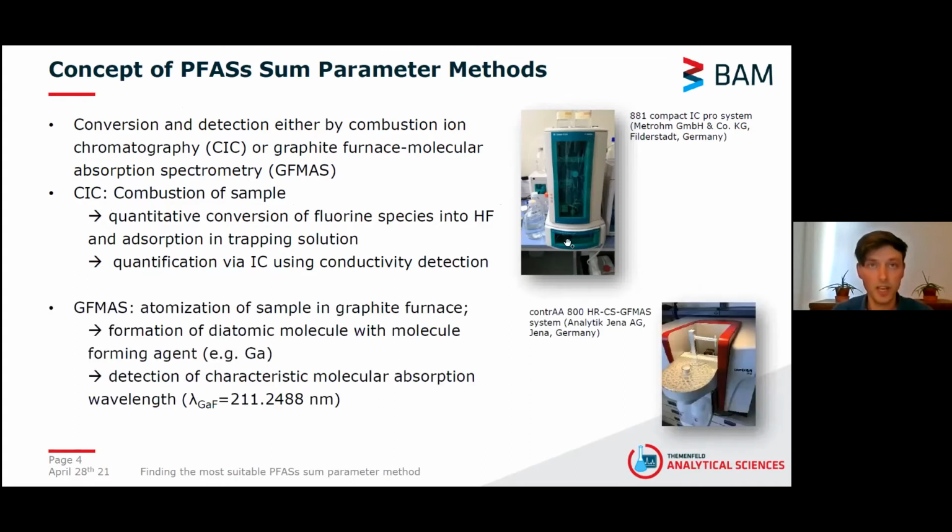During GFMAS, samples are atomized in a graphite furnace. The addition of molecule-forming agents like gallium results in a diatomic fluoride in the gas phase. This absorbs at very characteristic wavelengths and can be quantified using a high-resolution optical system.